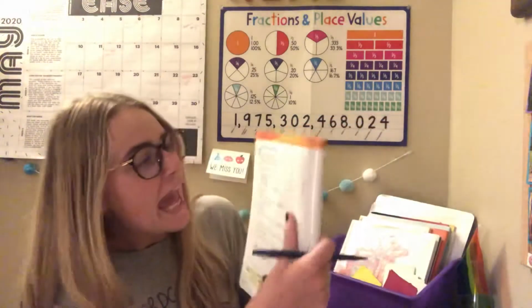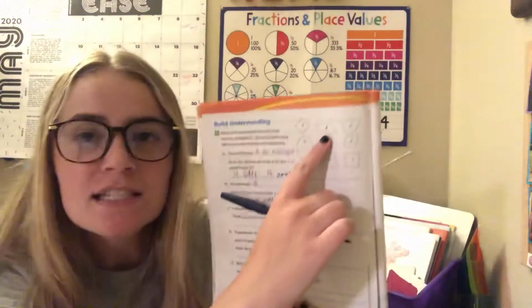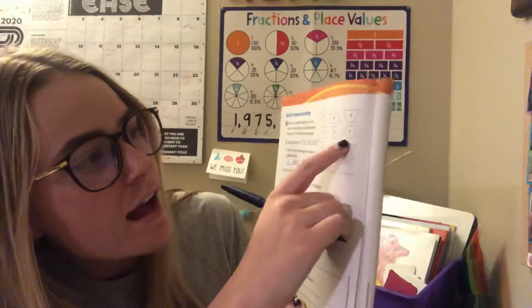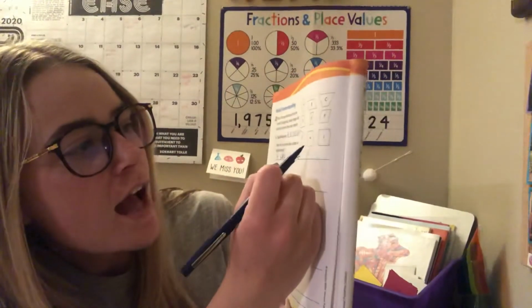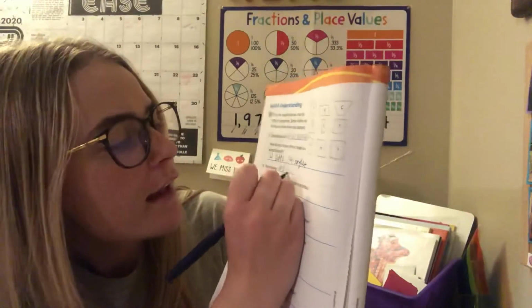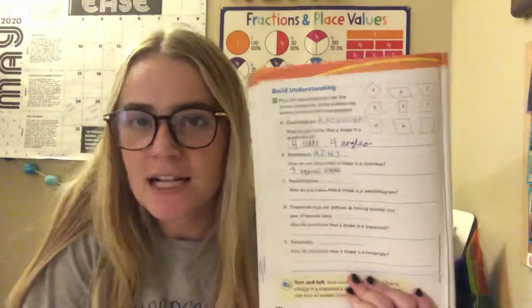So let's see. A has 4 equal sides. B does not. C does not. D does not. E does not. F looks like it does. G does not. H, I would argue H does. Let's see what the book says. Yeah. And I does. They all have 4 equal sides, and that's what makes a rhombus.